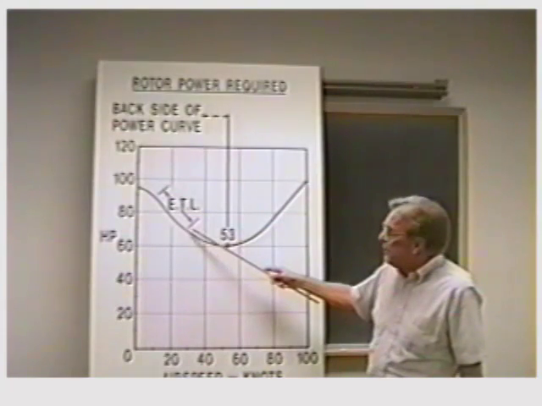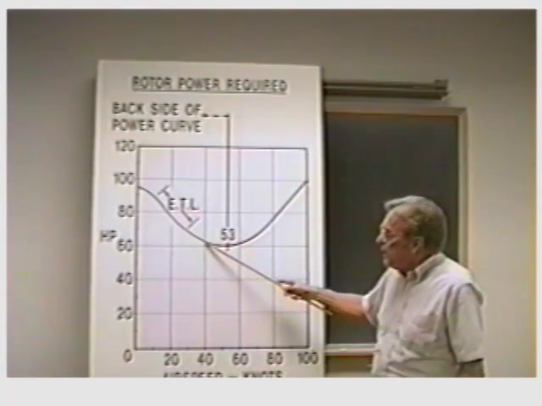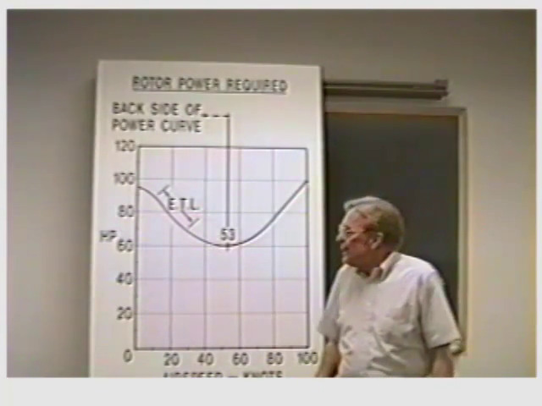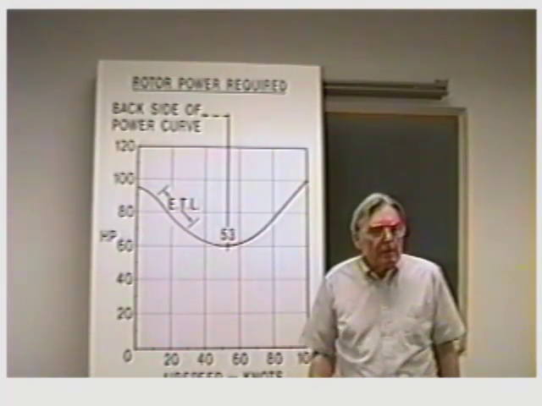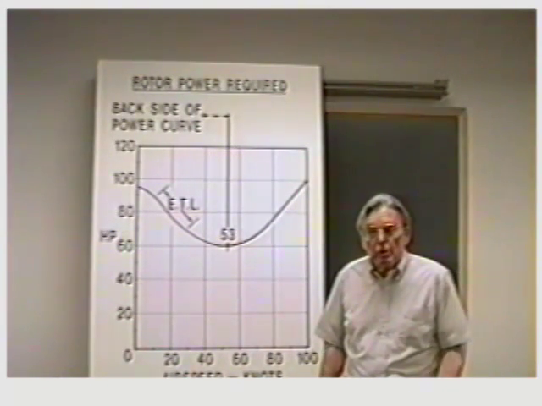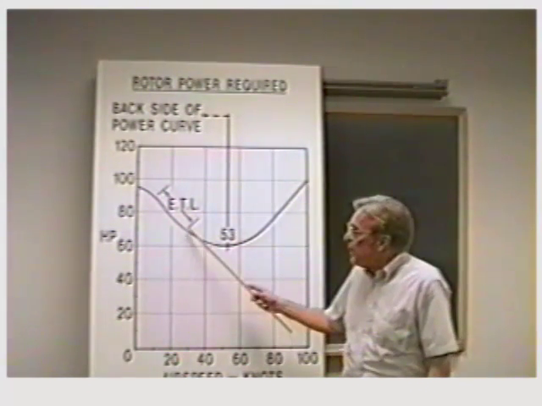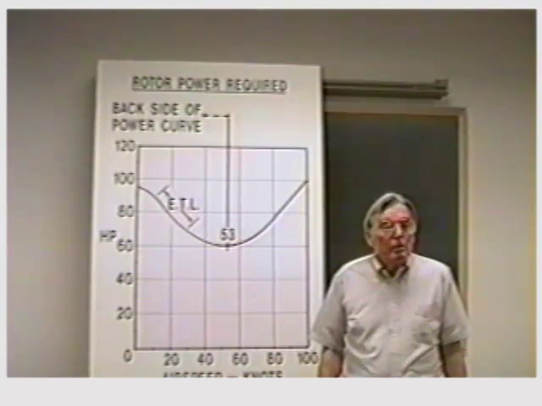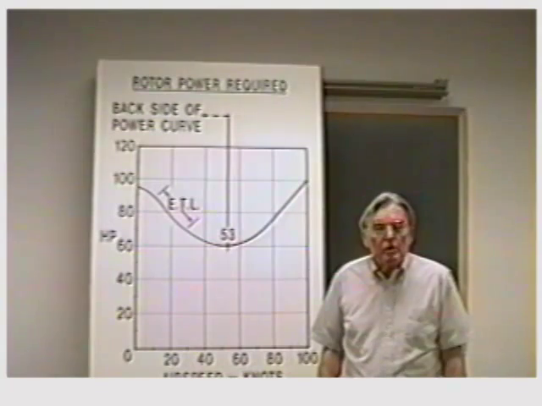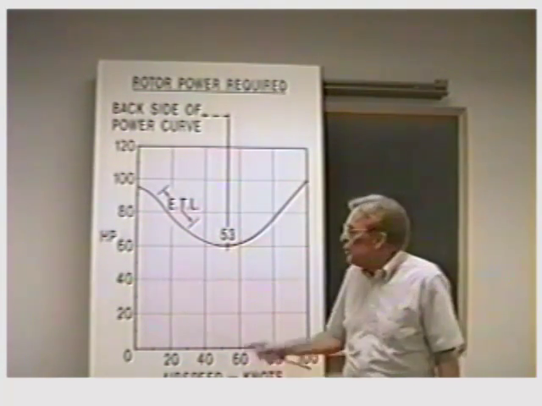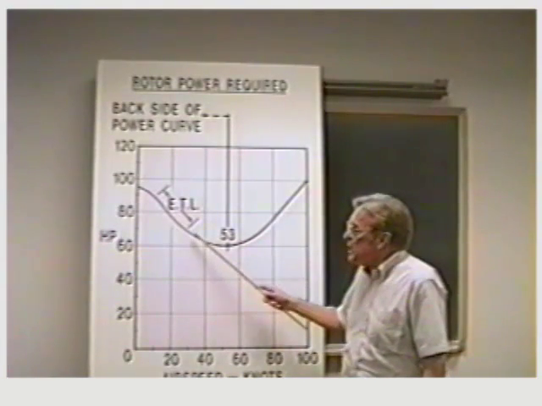If I'm trimmed out at 30 knots, for instance, and it's taking 67 horsepower to maintain 30 knots, again, if I allow that helicopter to momentarily speed up to 40 knots, where it takes only 63 horsepower, it's going to want to speed up even more. And the more it speeds up, the more it's going to want to speed up. Conversely, if I allow it to slow down a little bit, then it's going to require even more power, and the more it slows down, the more power it's going to require, and so on. So it's unstable with power and airspeed.